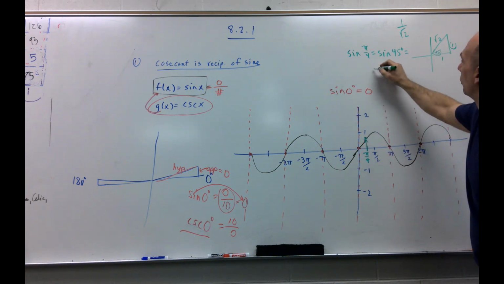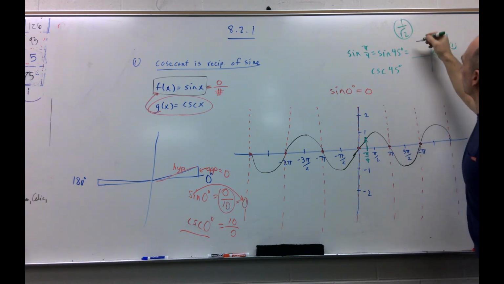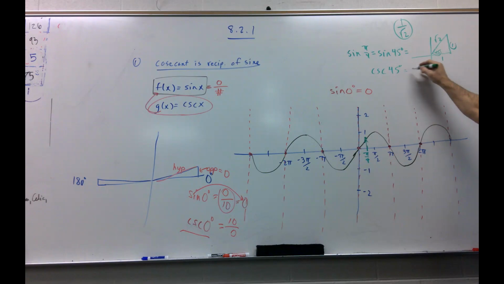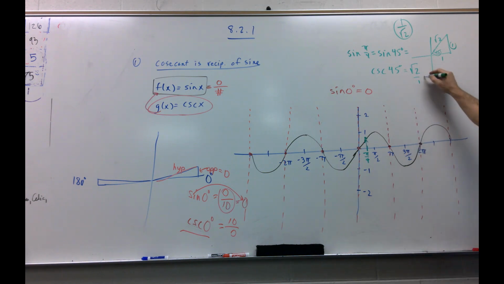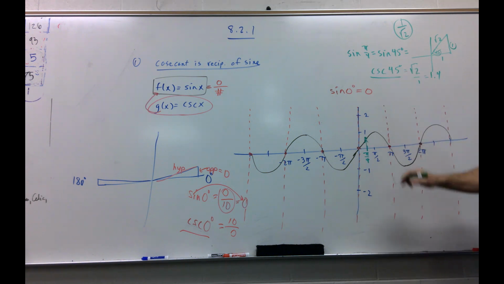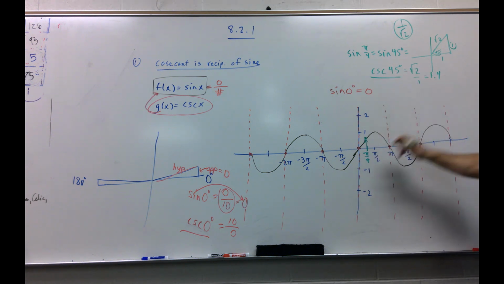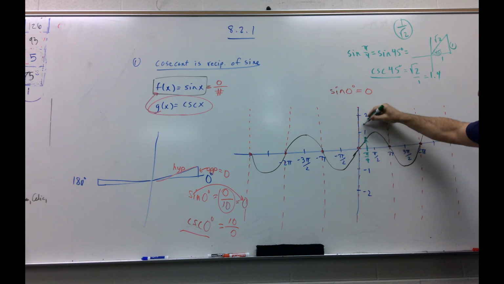Well, what is cosecant of 45 degrees then? Well, it's this thing's reciprocal. So it would be the square root of 2 over 1. And the square root of 2, I just figured that out, I think it's 1.41 whatever. So approximately 1.4. So when I go out, and I'm talking cosecant now, cosecant of 45 degrees is 1.4. So if I go out here, I'd go up 1.4. Now what's happening is this was reciprocated to here.